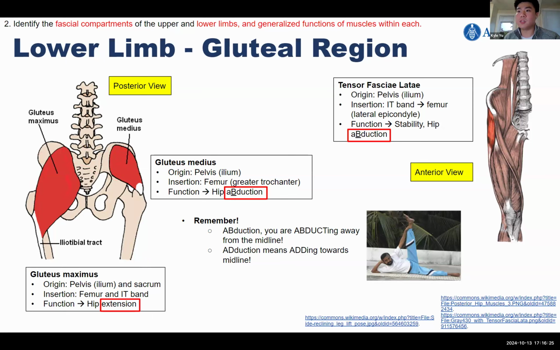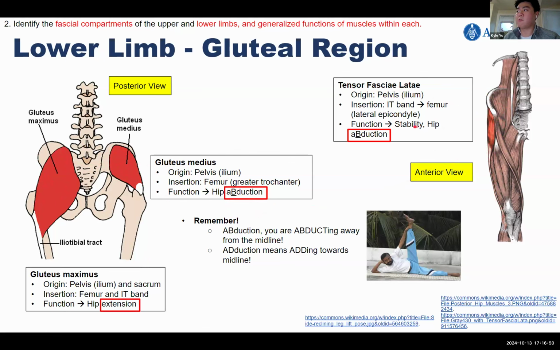If you think, the gluteus medius would just be underneath here. It also comes from the pelvis and then it inserts onto the greater trochanter of the femur. And that's going to be responsible for hip abduction. And then lastly, we have the tensor fasciae lata, which is this small muscle here. It attaches from the pelvis all the way down to the IT band. And the IT band itself goes all the way down to the lateral epicondyle of the femur.